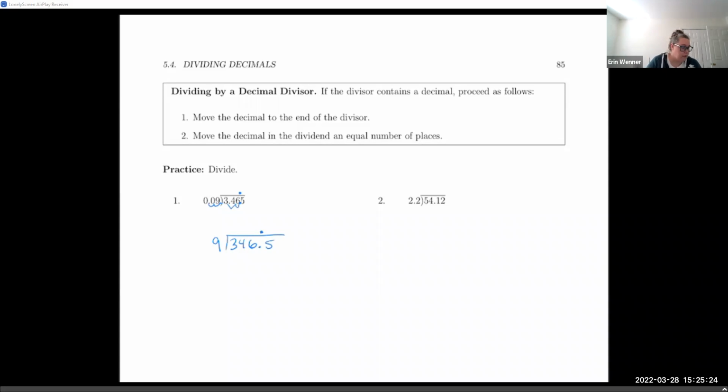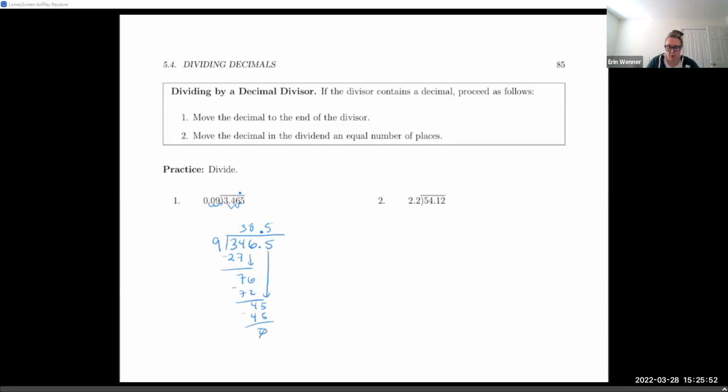So if we divide this, we get 38.5. So how do I get 38.5? Well, 9 goes into 34 3 times. 3 times 9 is 27. So I'm going to subtract and get 7. Bring our 6 down. 9 goes into 67 8 times because 9 times 8 is 72. We'll bring our 5 down. 9 goes into 45 5 times. And we get 0 as a remainder.